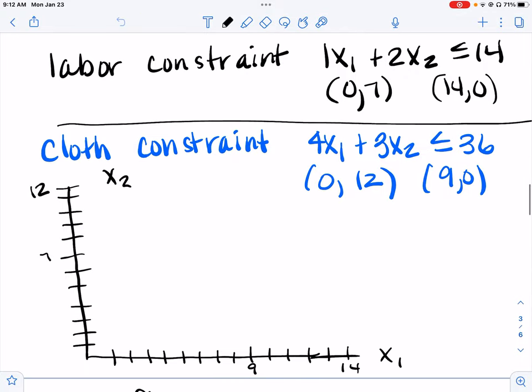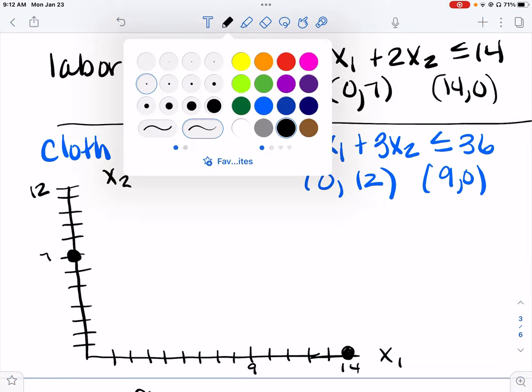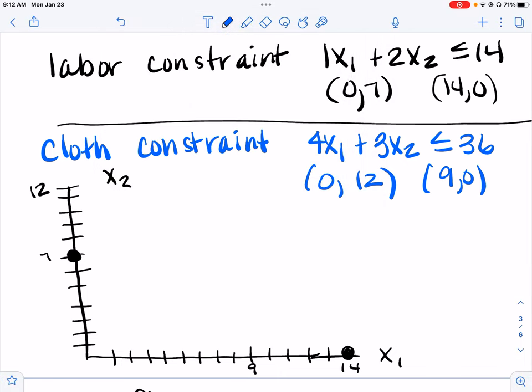Okay, so now for the labor constraint, we have (0, 7), which is over 0, up 7. We have (14, 0), which is right 14, up 0. Okay, for the cloth constraint, the second constraint, I'm going to do this one in blue. (0, 12) means over 0, up 12. And (9, 0) means over 9, up 0. Okay, forgot to draw the first graph on the slide.